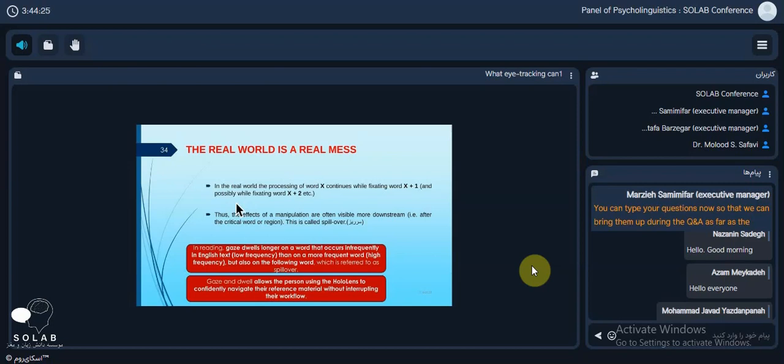It means in reading, gaze stays longer on a word that occurs with low frequency in English text than on a more frequent word, high frequency, but also on the following word, which is referred to as spillover.